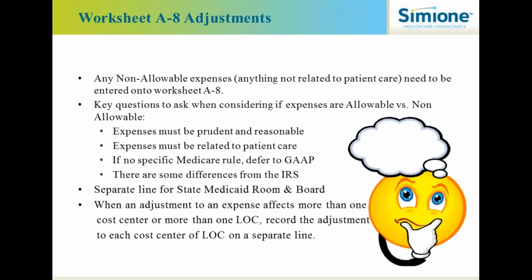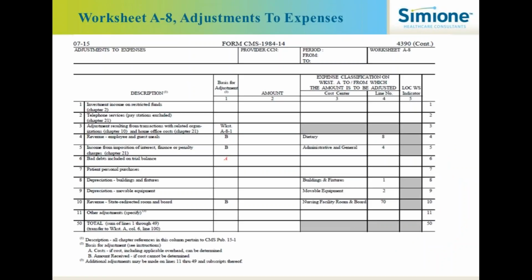On worksheet A-8, there's a separate line for the state Medicaid room and board this year. And again, there's a location worksheet column on this worksheet A-8 as well, and it would be defined by the codes 1, 2, 3, and 4. So now this should bring us to slide 61, and here's an example of what the actual A-8 adjustments to expenses worksheet looks like. Again, if you look over to the right-hand column, you'll see the location worksheet indicator, and if you look at line number 10, you'll see that there is the place where you would put the state Medicaid room and board revenue as the adjustment.